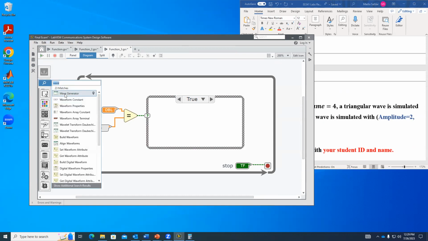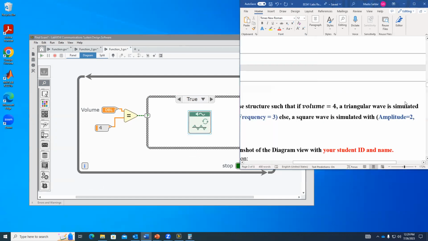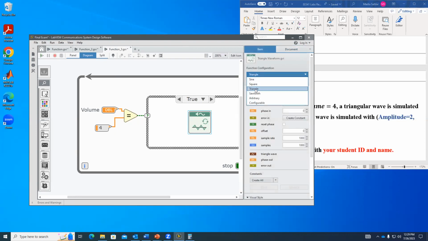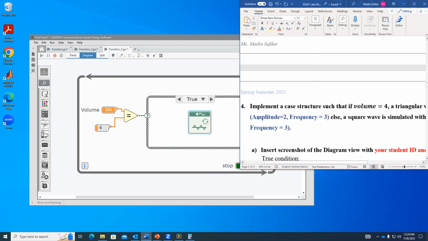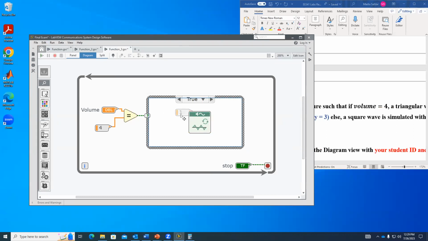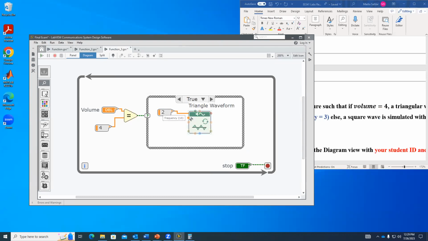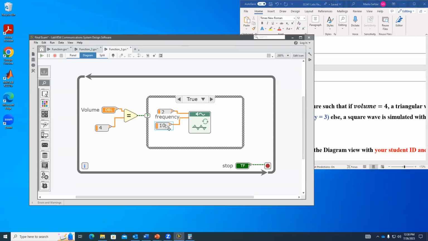Now the next step is a triangular wave is simulated. You go to the search, you bring wave generator, you put it here. When you have this, you can choose triangle because it's written a triangular wave. Otherwise, you click here and choose triangle from here. The parameters of the triangular wave are amplitude 2 and frequency 3. You see here are different dots. This is amplitude. Right click, bring a constant number. I gave you amplitude 2, so you will put 2, and frequency is 3. Done.